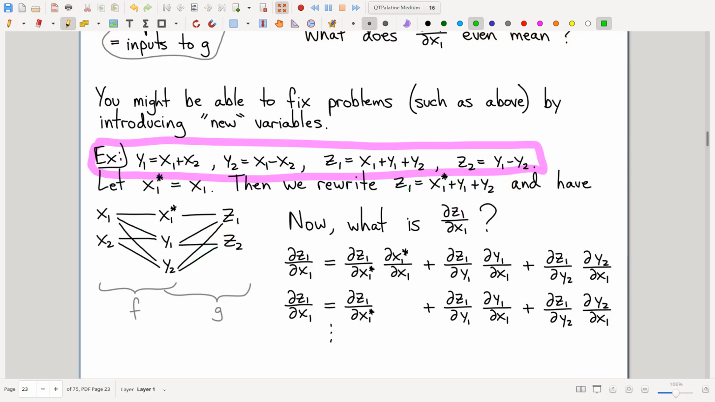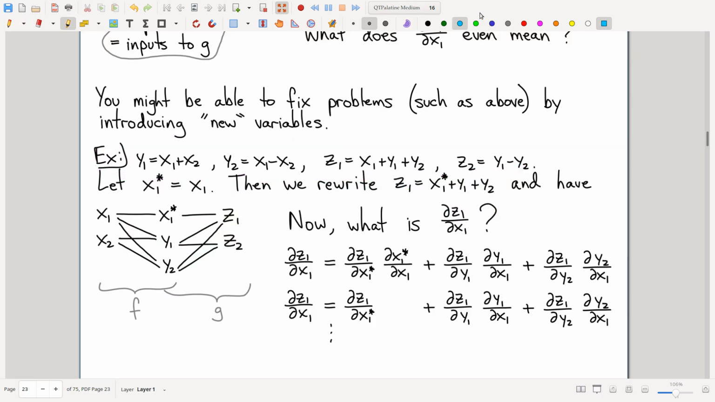If you want to compute, let's see, the question was how to compute partial of z1 with respect to x1. Previously, we didn't even know what that meant. It didn't even make any sense, right? And now, no problem. Partial of z1, there's z1. With respect to x1, there's x1. We have three paths, thus giving us three terms. No problem. Everything's fine.